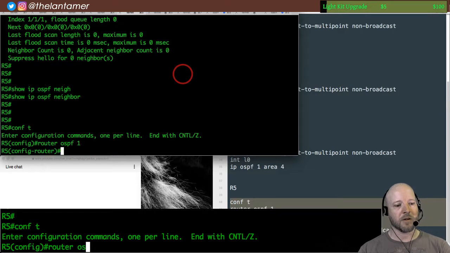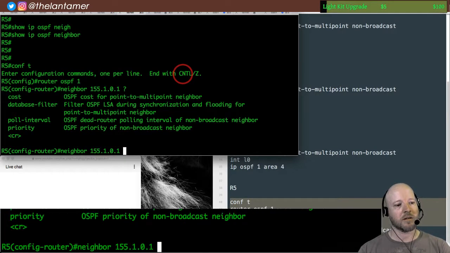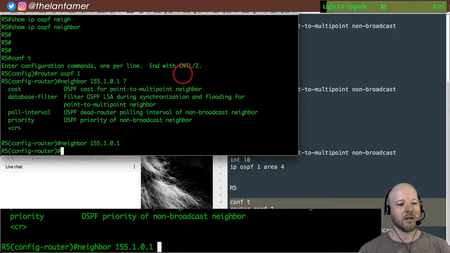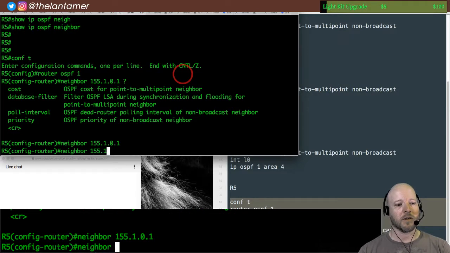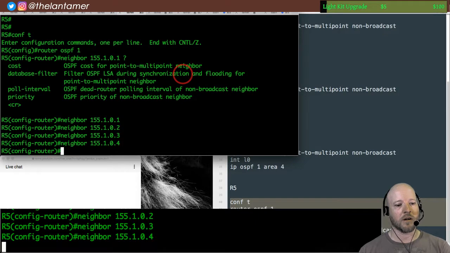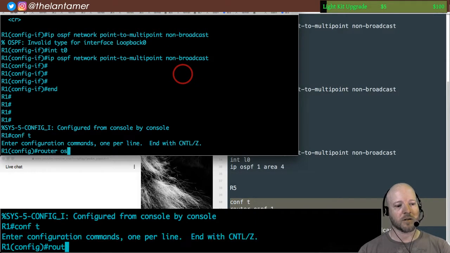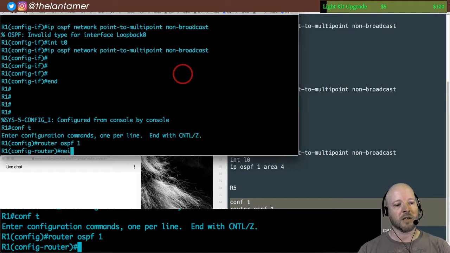Router OSPF 1, neighbor 155.1.0.1. Neighbor 155.1.0.2, 3, 4. And I think we have to do the same here, right? Router OSPF 1. Can we do this at the interface level? I don't think so.